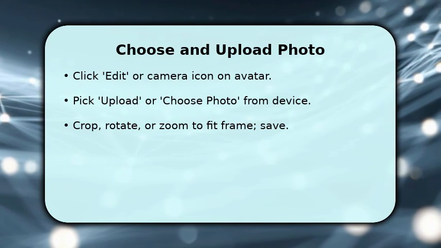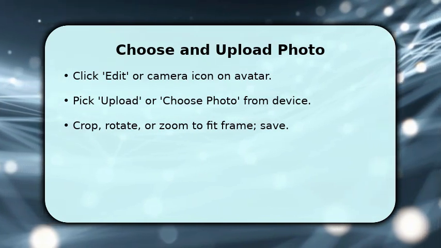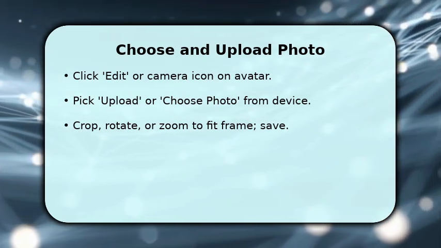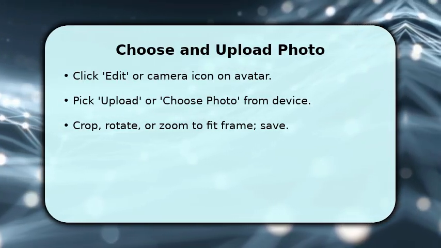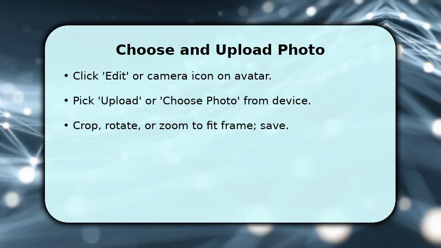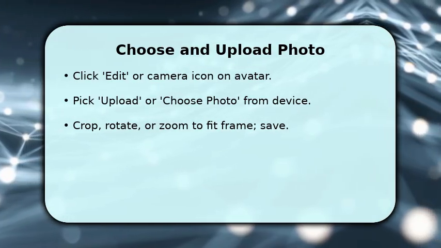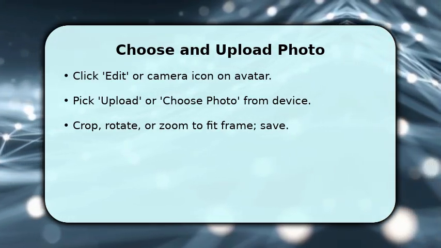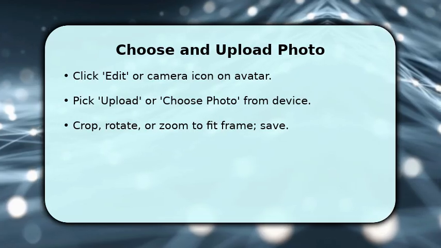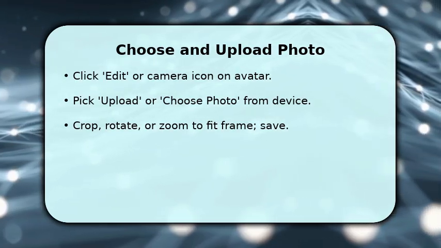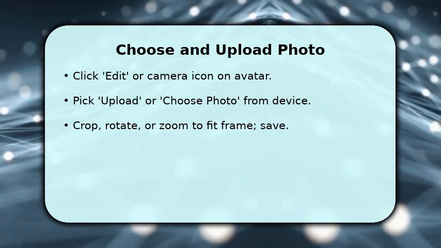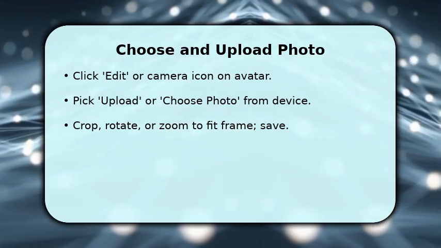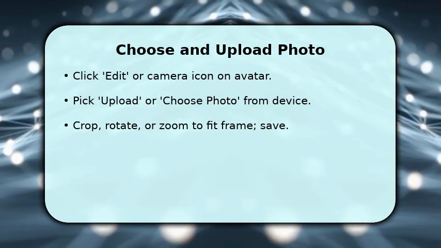Now choose and upload the image. Click the edit or camera icon next to your avatar, then pick upload or choose photo from your files or camera roll. You want a clear headshot with correct orientation. Zoom lets you crop, rotate, and zoom so the face is centered. Take a moment to preview the thumbnail because small misalignment looks worse at meeting sizes. When satisfied, tap Save or Done so the app processes and applies the new picture to your profile.